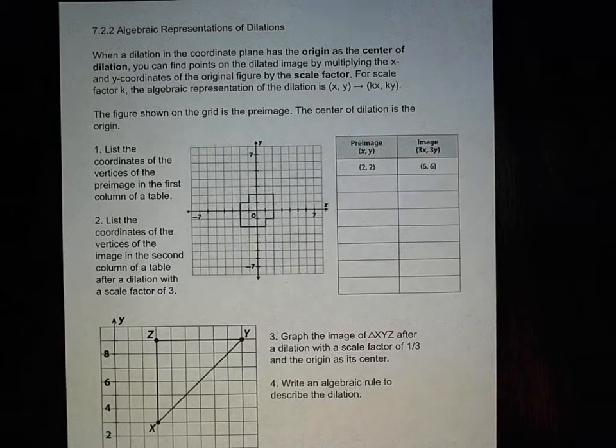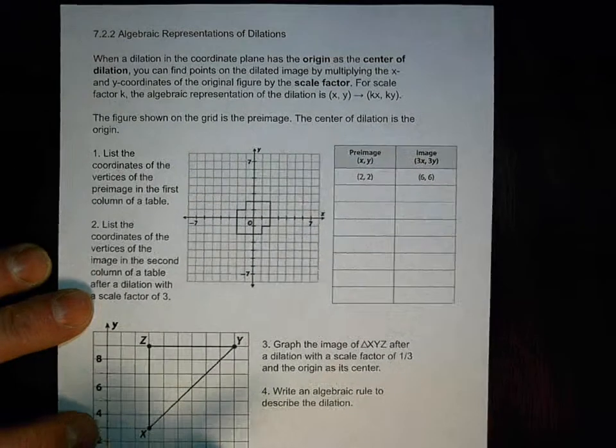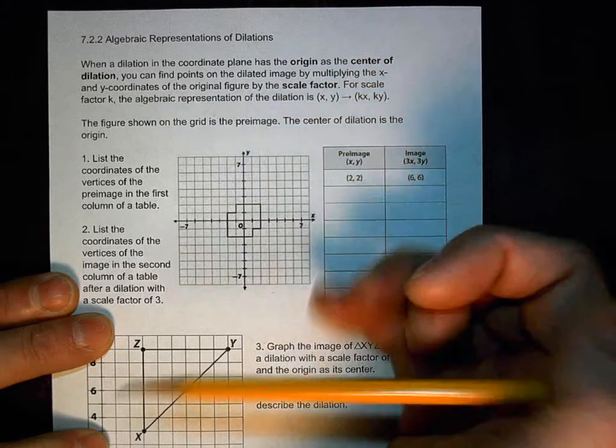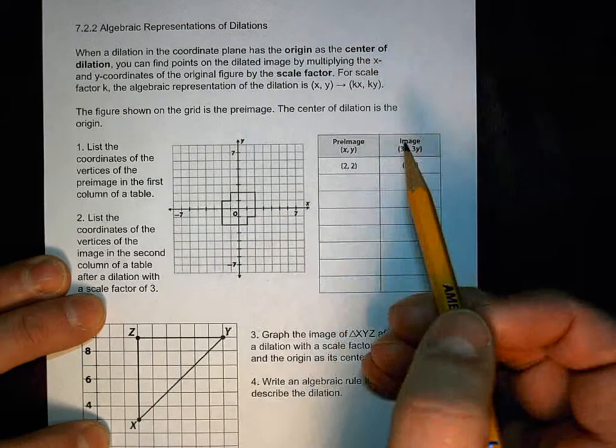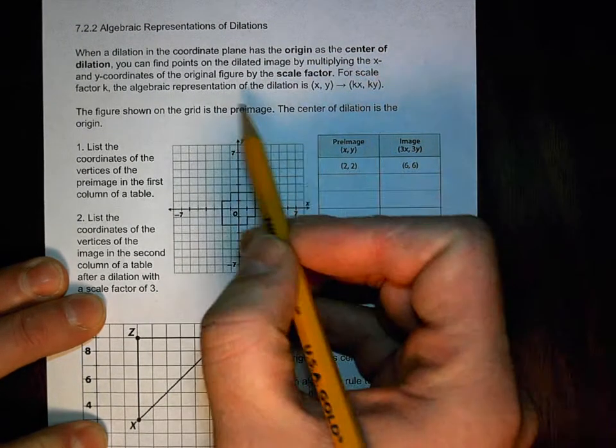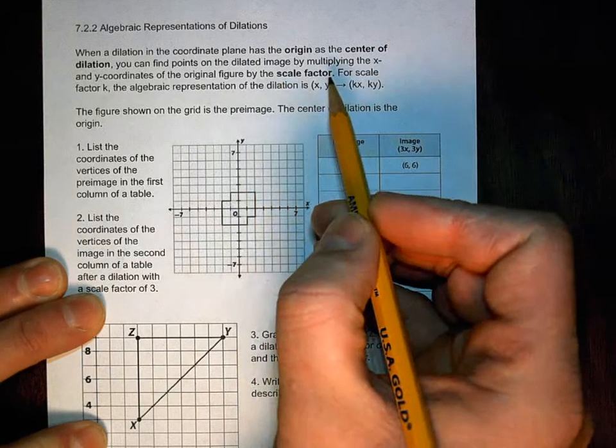As you move on in math, we can take the figure and do some strange things to it, like make the scale factor different for each. But right now, we're going to stick to the same scale factor. So we have the origin, and it's the center of dilation. You can find that by multiplying the x and y coordinates by the scale factor.